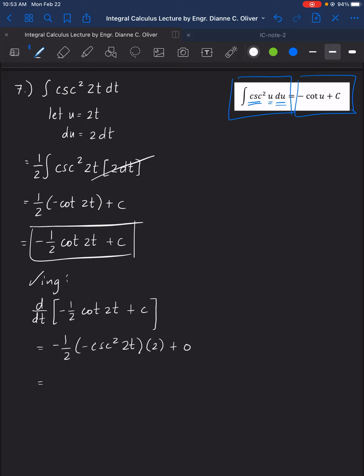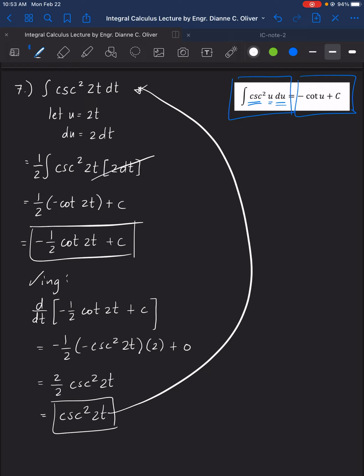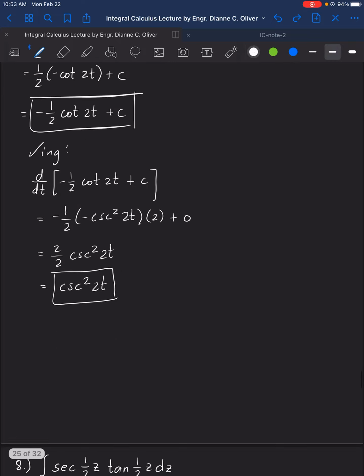So that is equal to negative times negative, positive. This is 2 over 2 cosecant squared 2t. So cancel, what's left? Cosecant squared 2t. So this is the same as the given, therefore the answer here is correct. So that's for number 7. Let's proceed to number 8.